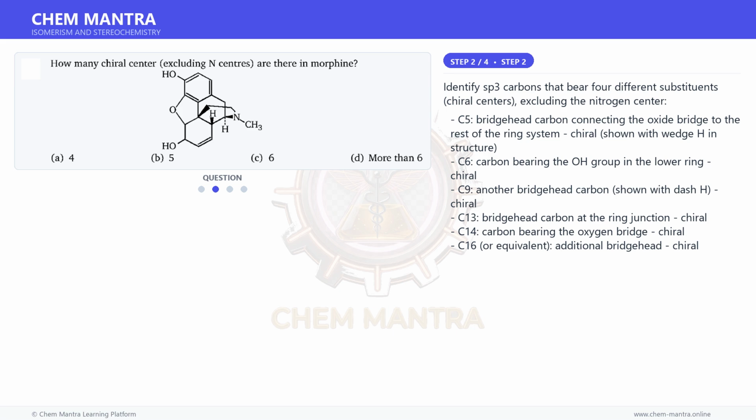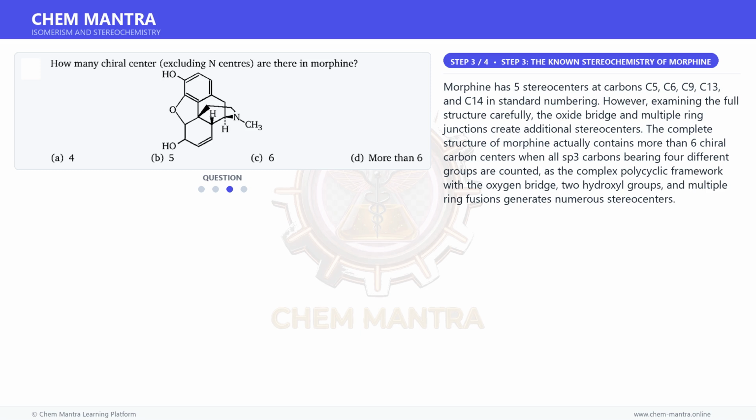C13, bridgehead carbon at the ring junction, chiral. C14, carbon bearing the oxygen bridge, chiral. C16, or equivalent additional bridgehead, chiral. Moving on to the next step.